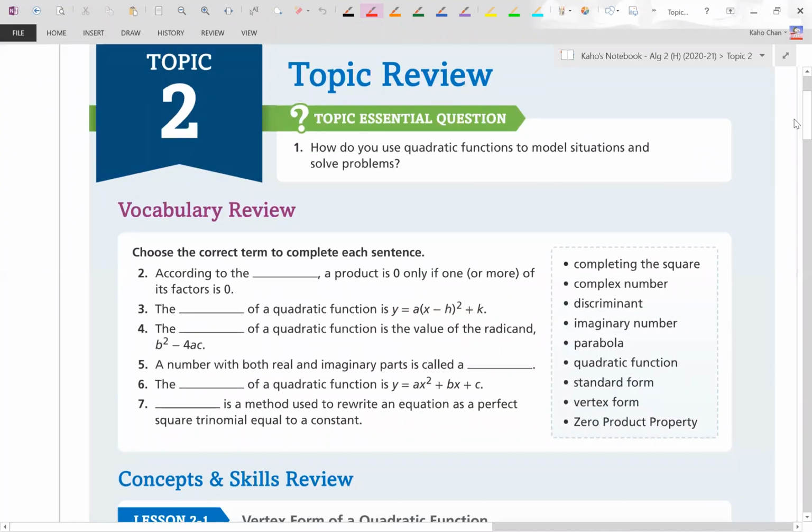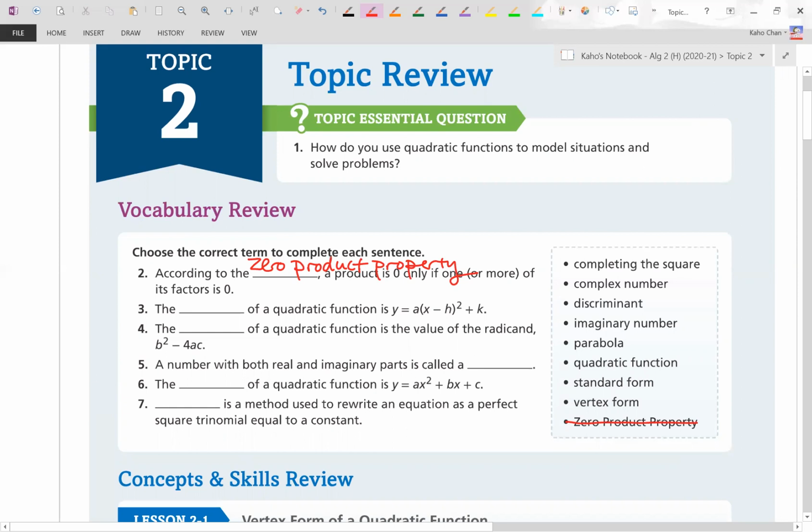We have a vocabulary list: completing the square, complex number, discriminant, imaginary number, parabola, quadratic function, standard form, vertex form, and zero product property. This was a long chapter, so I hope you guys have enough stamina. We're going to be going a long ways here. Number 1, according to the blank, a product is zero if and only if one or more of its factors is zero. This is applying something called the zero product property. Write that down. The zero product property. Great.